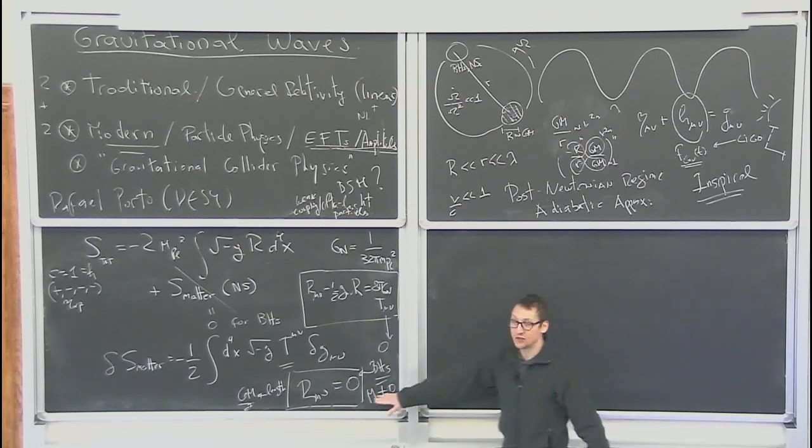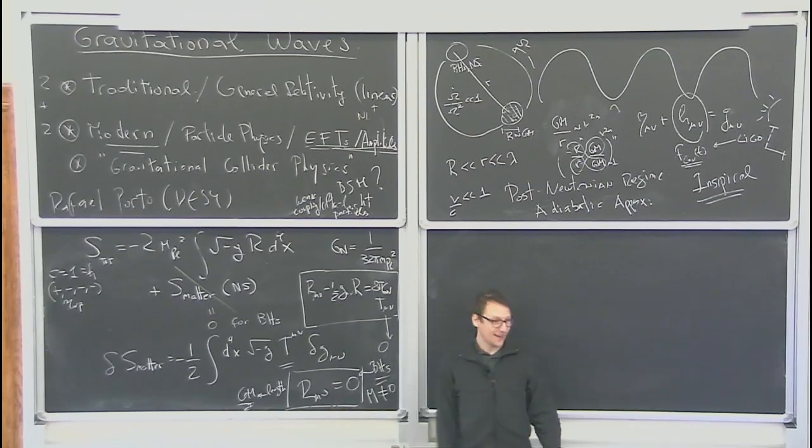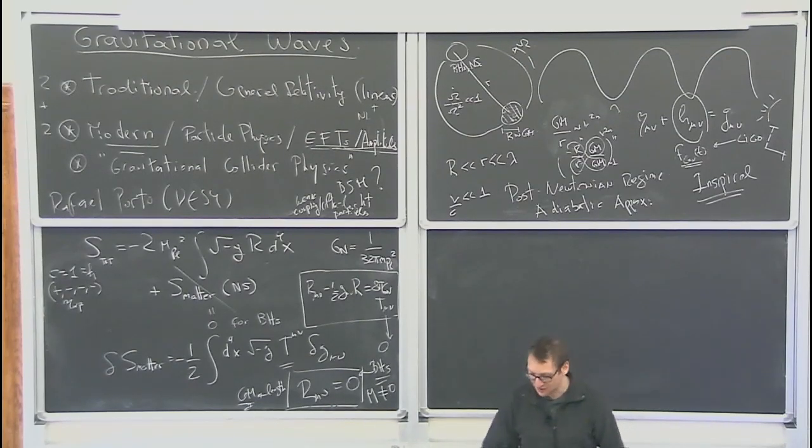This is Einstein's equations in vacuum. Do you agree? No, I'm saying that if you take a black hole solution, you plug it there, you say that it gets zero. Exactly. R mu nu equals 0.